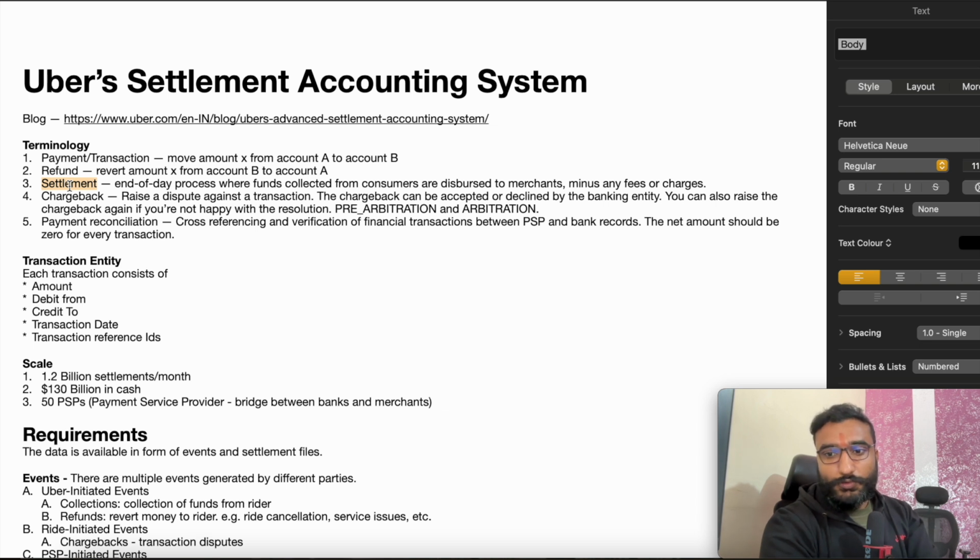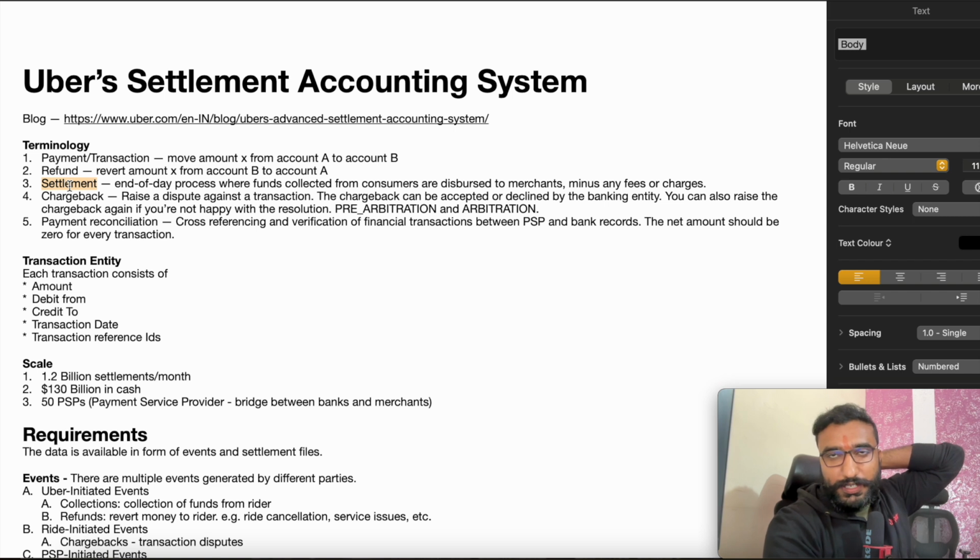Then we have Uber, which wants to receive those funds so that they can provide the service. And then we have a payment service provider in between, a PSP, which is facilitating this payment transaction so that the service can be availed. So in this scenario, the amount is not transferred to Uber in real time.